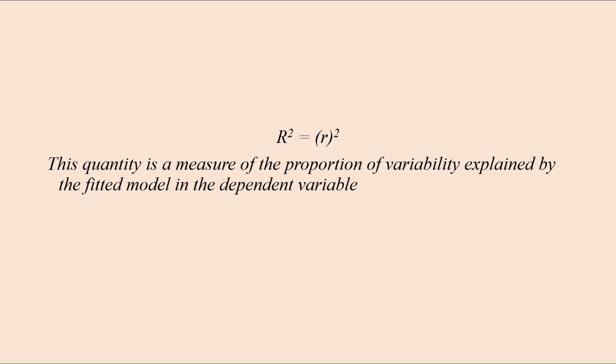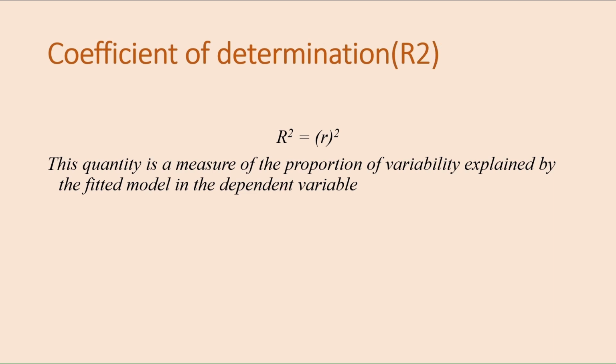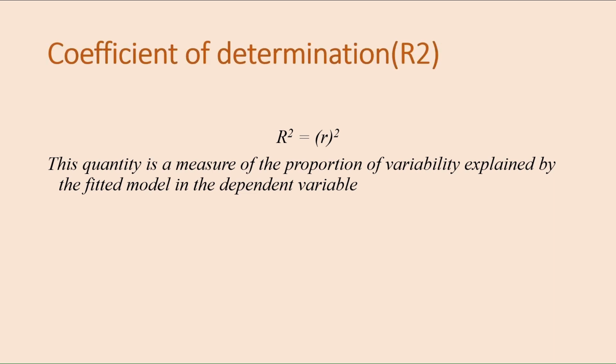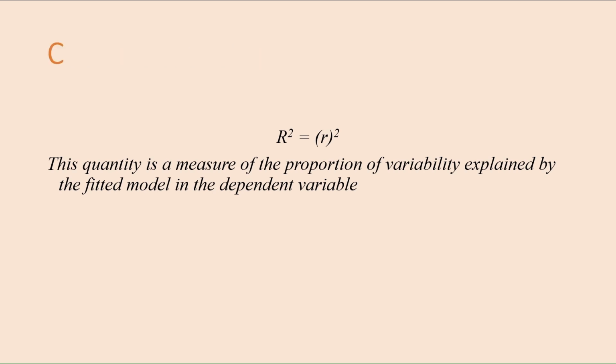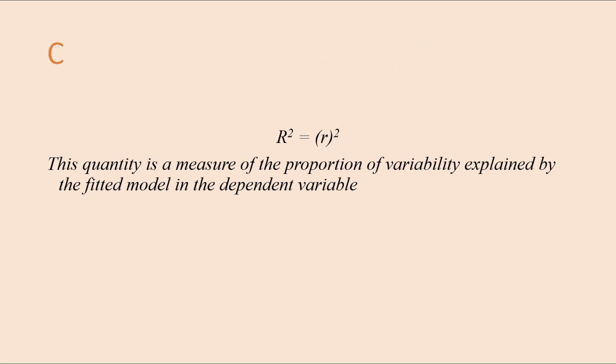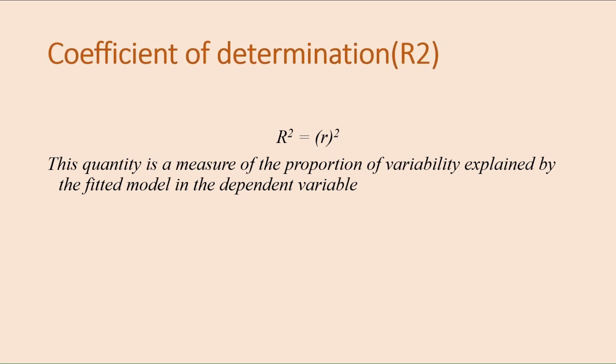R square, the coefficient of determination. This quantity is a measure of the proportion of variability explained by the fitted model in the dependent variable.